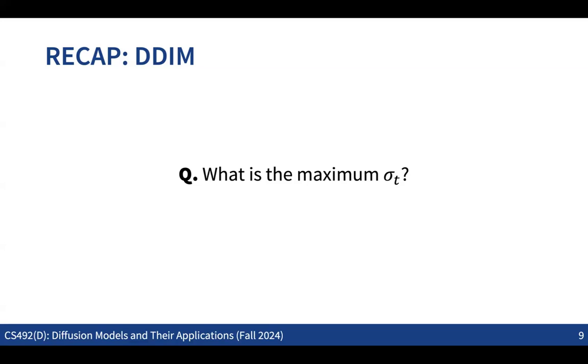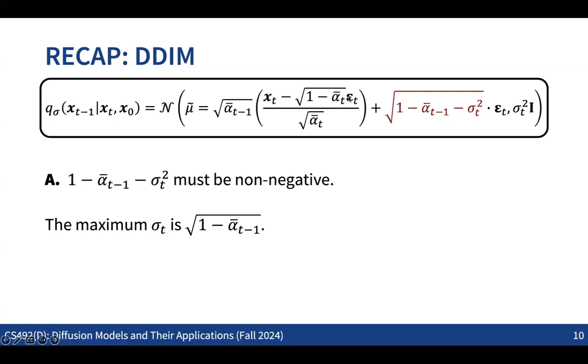If we go back to the formulation of the posterior distribution, we can see that we have this term, right? The root of 1 minus alpha bar t minus 1 minus the square of the variance here. If we set a number which is greater than this, then this becomes an invalid formulation, right? So from this formulation, we can see that the maximum value of sigma t becomes the root of 1 minus alpha power t minus 1.